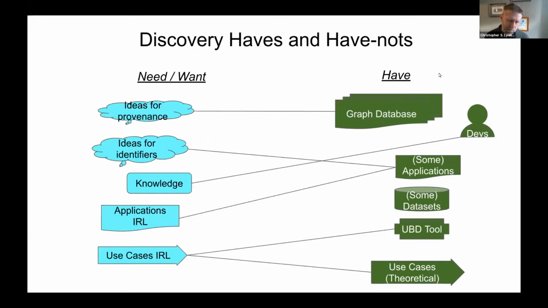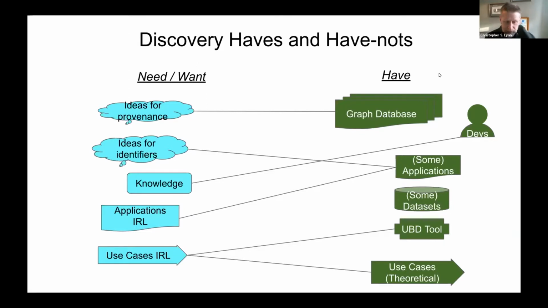So for instance, we know we need to do something better about the provenance of these relationships, but I don't think we have any really good ideas on how to do that in a sustainable, scalable fashion. We're having trouble with identifiers for things other than data sets. Data sets have DOIs, which are great, but what does an application have as its unique identifier, or a research topic as an identifier?